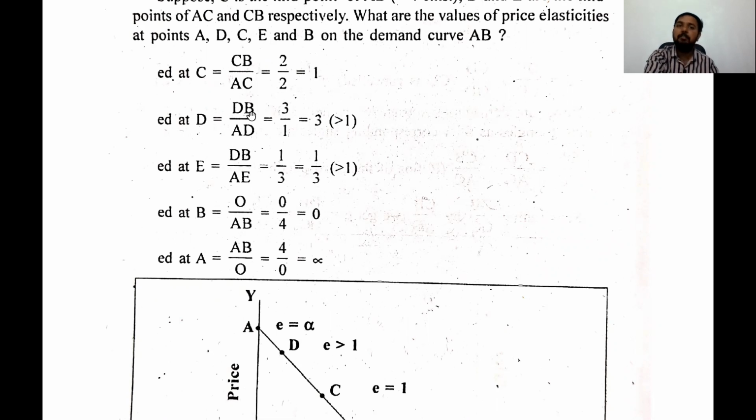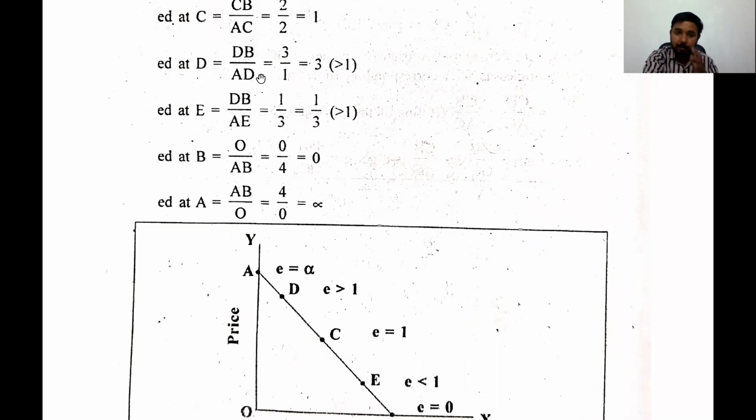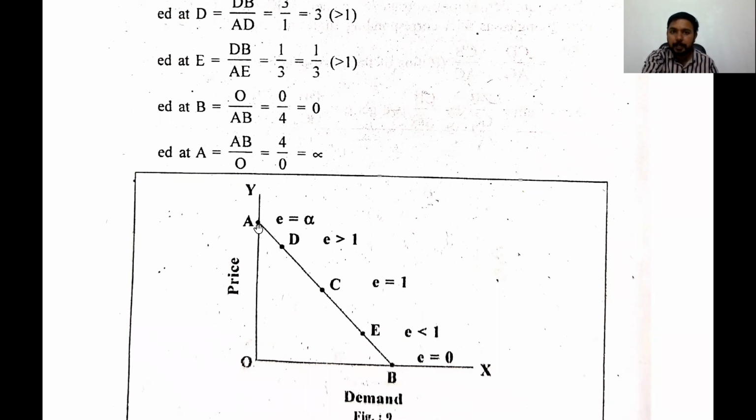Elasticity at D will be CD is 3 and AD is 1. Now how do we get 3? Then DB, we need to see how DB is 3. So we know that AC is 2 and DB, so we need to focus on DB. So CB is 2 plus this is 1 and this is 1, because this is the midpoint. So from AC, D is the midpoint. So this will be 1 and this will be 1. So DB will be 3.